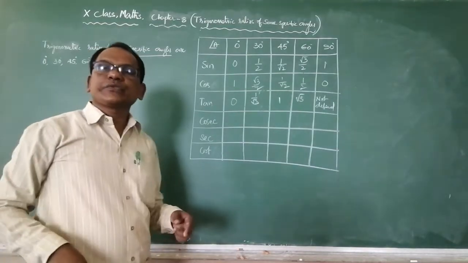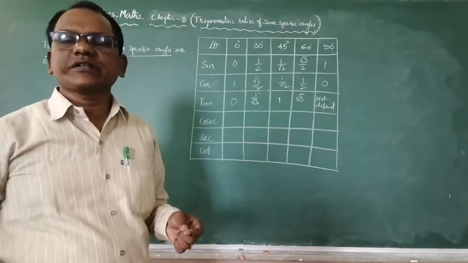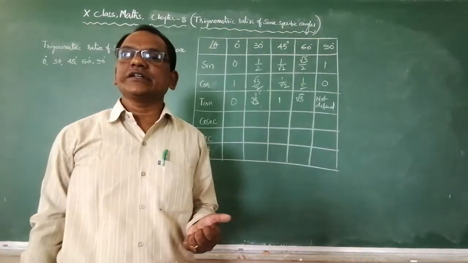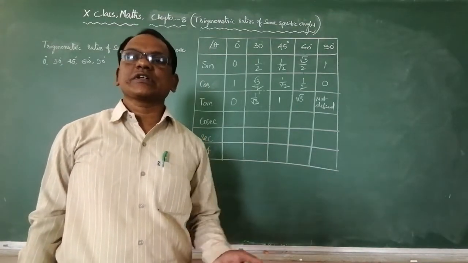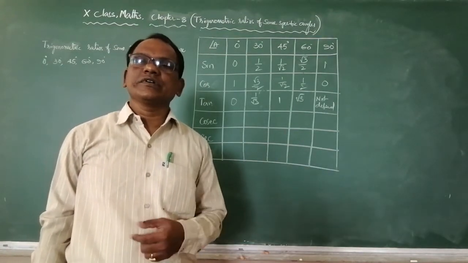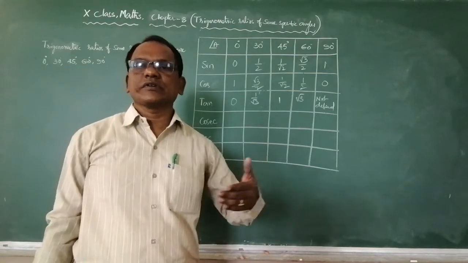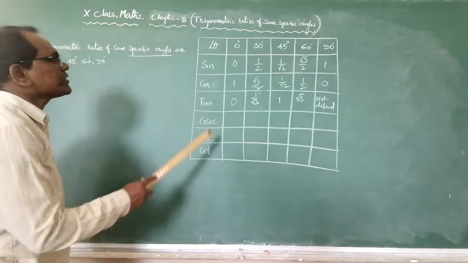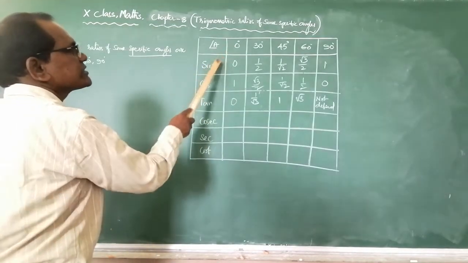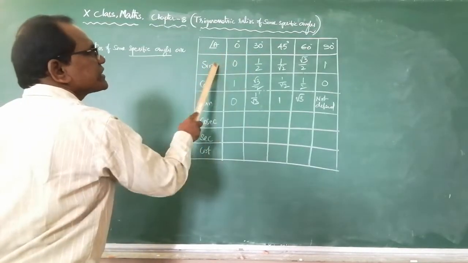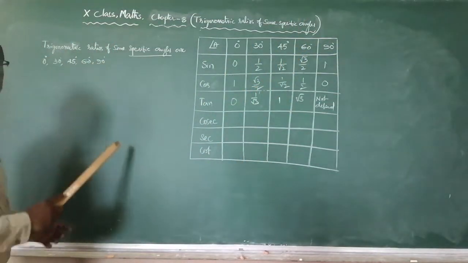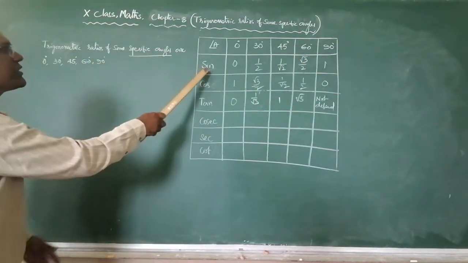Dear children, you know very well how to construct the 30 degrees, 45 degrees, 60 and 90 degrees. In the previous class we already learned how to construct these specific angles. Now we are going to find out the values of sine 0 degrees, sine 30 degrees, sine 45, sine 60, sine 90 degrees. So including 0 also. How to find out the first one, sine.